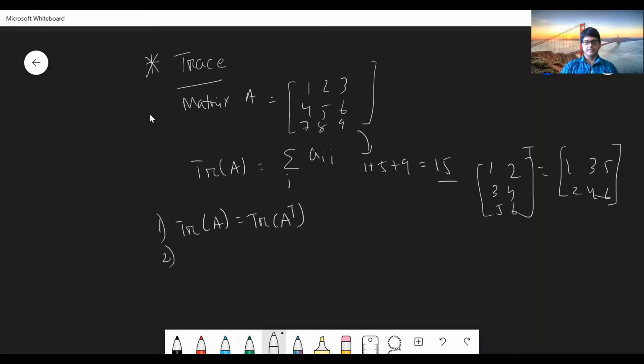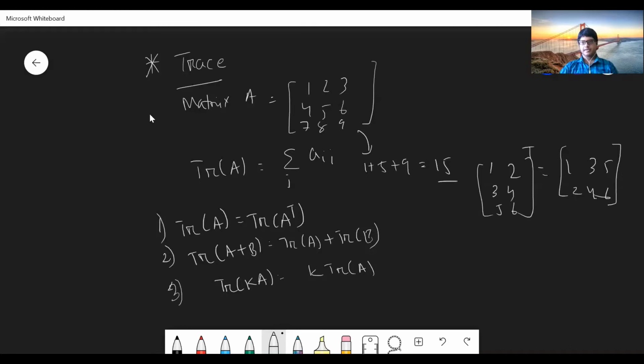The second is that the trace of A plus B is equal to the trace of A plus the trace of B. It's simple, you can see it's just adding the diagonal elements. And then the trace of kA, where k is a scalar, is equal to k times the trace of A. It means if you multiply everything in this matrix by 2, then the trace is going to be overall multiplied by 2. Multiplying a scalar with the matrix means you multiply that scalar with each and every individual element of the matrix. Fine. So that's clear.